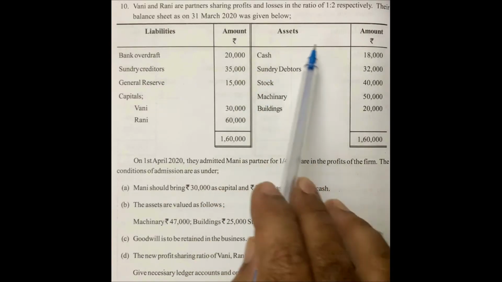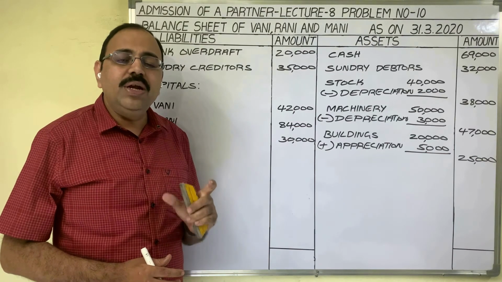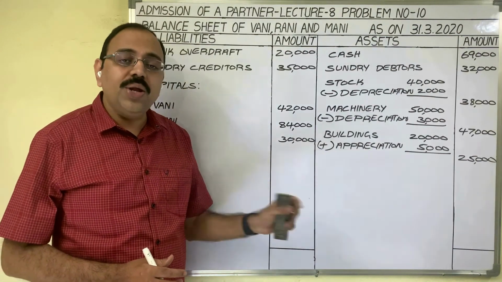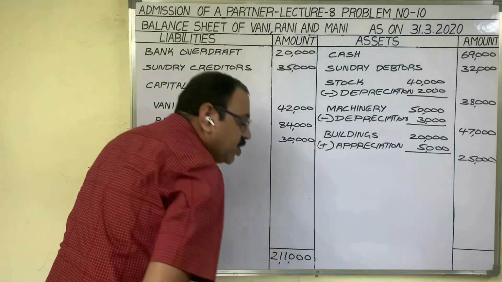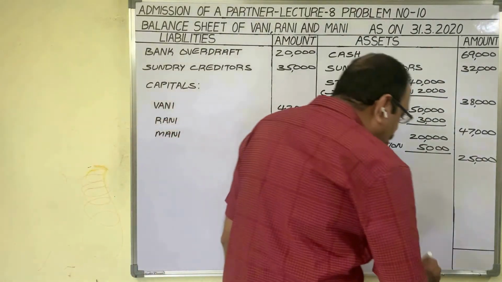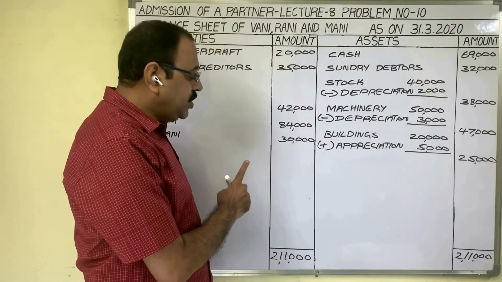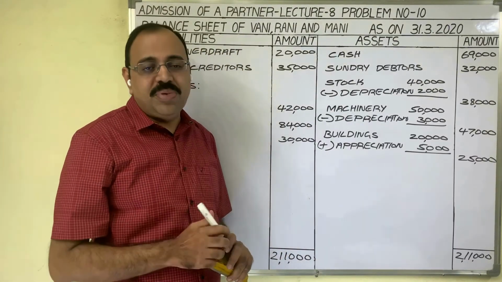From the old balance sheet, we have taken all assets. Even in the additional information, we have to see whether any additional asset is given or not. There is no additional asset. So all liabilities and assets we have taken. Finally, we have to put the totals on the two sides. Liability side total is 2,11,000 rupees. Asset side total is also the same. Thus, in the balance sheet, two sides you should get the same totals. Then only your problem is correct.